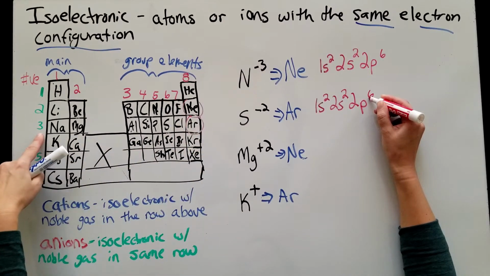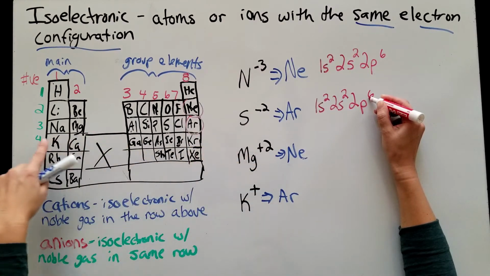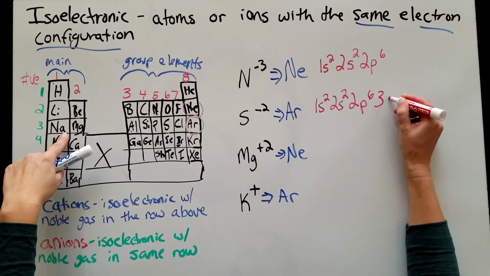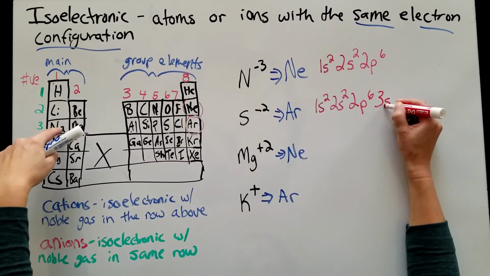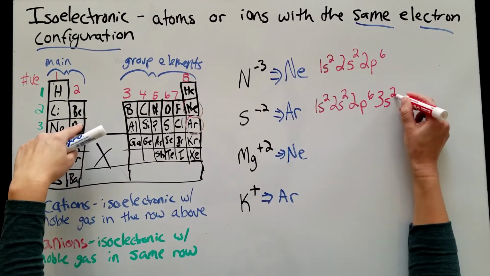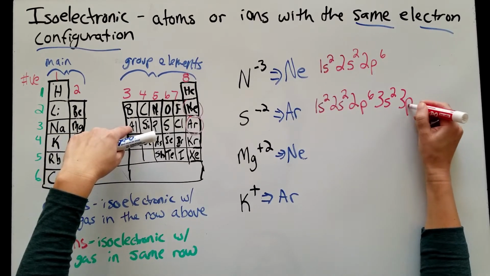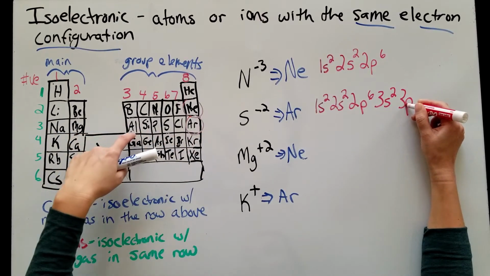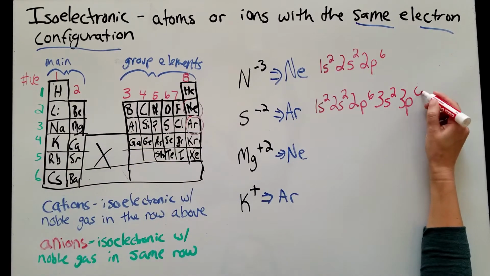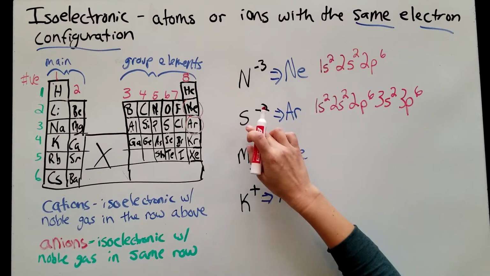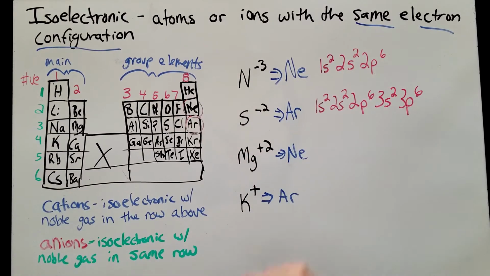So then I have to go to row 3 next, and we're going left to right just like a book. So when I'm in row 3, I hit the s block first, where sodium and magnesium are. 3s2, 1, 2 brings me to magnesium. I'm going to keep going in row 3. I hit the p block next. And argon is all the way at the end, so 3p6. So this is the electron configuration of argon, but it's also the electron configuration of the sulfur ion.